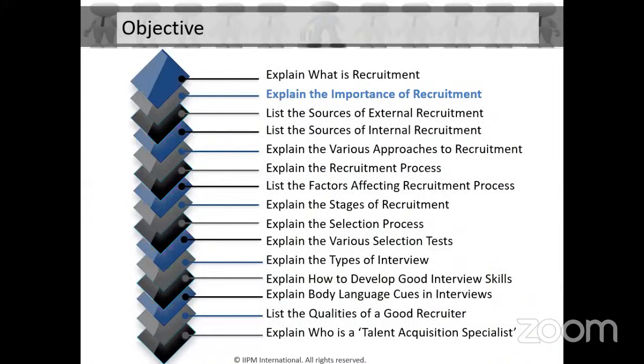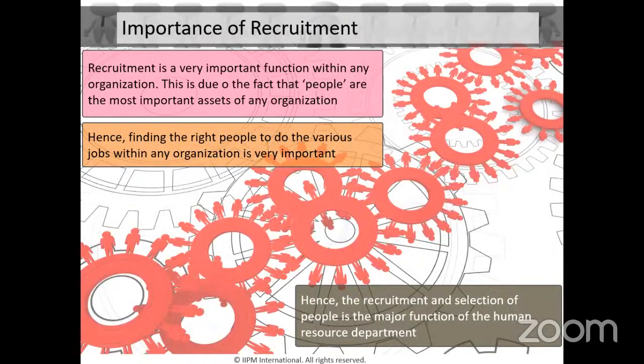So let's look at the importance of recruitment. Why is recruitment important? Recruitment is a very important function within any organization. This is due to the fact that people are the most important assets of any organization. In fact, there is no organization better than the people in it. So the quality of the people is the quality of the organization. Hence, finding the right people to do the various jobs within any organization is very, very important.